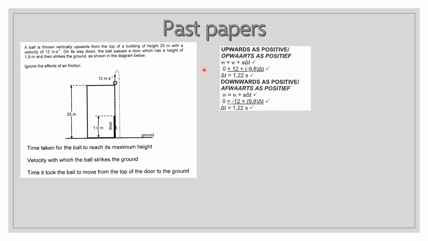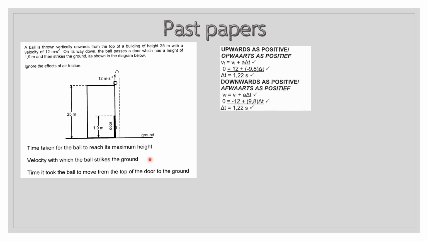Here we're taking upwards as positive. Velocity final is 0 because it's at its maximum point. We're taking upwards as positive, so your acceleration will be down, so it will be negative 9.8. Your 12 is given, and now you're solving for your time, which is simple substitution.